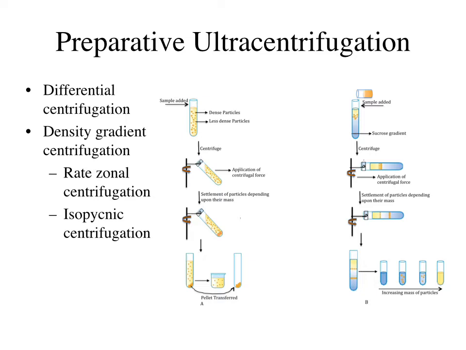Isopycnic centrifugation separates particles solely on the basis of different densities. Cesium chloride is very soluble and high density and has a low ionic strength. It does not absorb UV light or interfere with scintillation fluids, and it can be removed from the virus fraction by dialysis or filtration. So cesium chloride is very commonly used with isopycnic centrifugation. But let's look at these a little bit more closely.